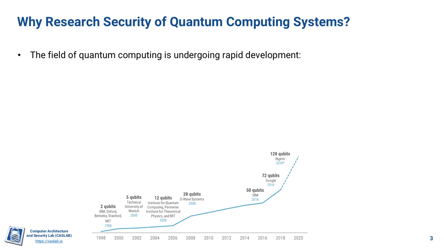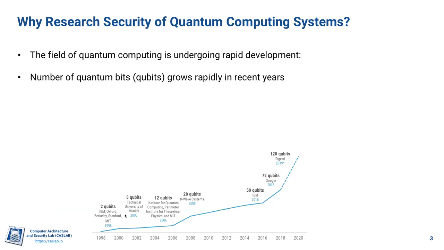But to begin with, why do we want to research quantum computer system security? The main motivation is the rapid advancement in the field. In the recent decade or two, there's been a huge increase in the capabilities of quantum computers. Starting in the 2000s, you had machines with few qubits. Now we have hundreds of qubits. Last year, in November 22, IBM presented the 433 qubit machine, and they have roadmaps for 4,000 qubit machines.